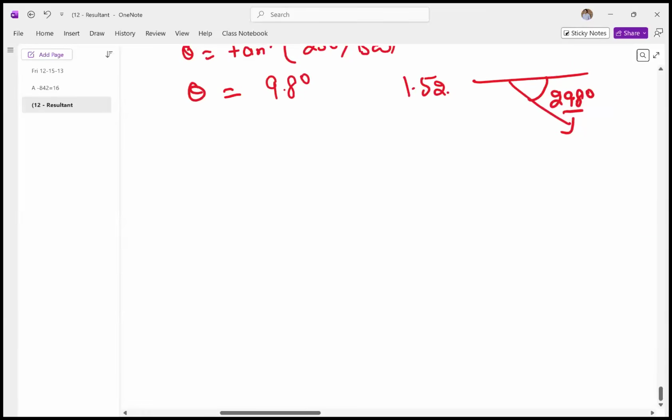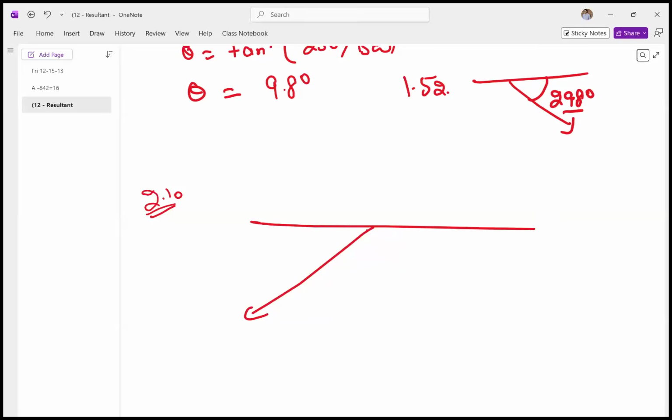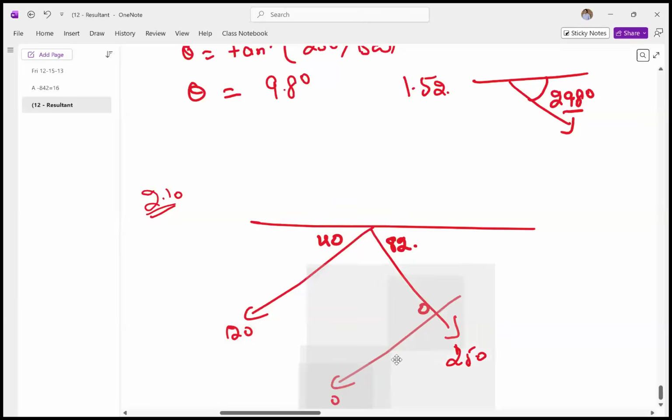So hopefully you were able to understand this question. Now I'm going to take another question from the book. I'm taking 2.10, and again we are given two vectors. You can solve it using components or the triangle method. I'm using the triangle method. This angle given to me here is 40, and this angle given here is 82, and the side here is 120, and the side here is 250. Either you can move this side on here, or let me place it here.